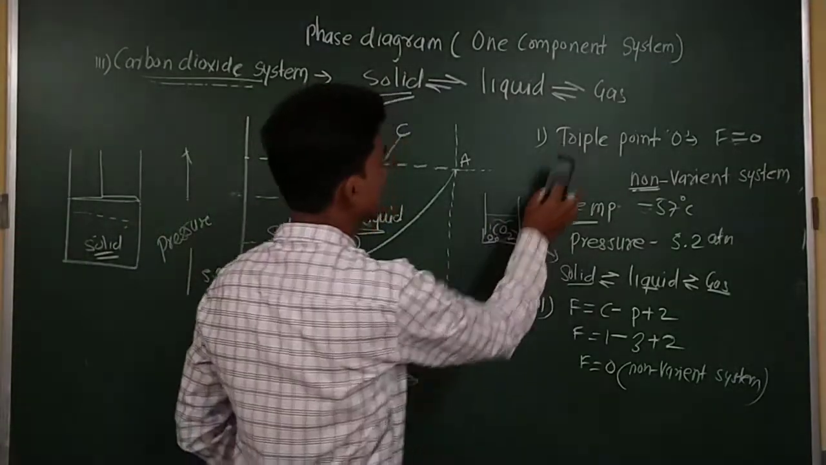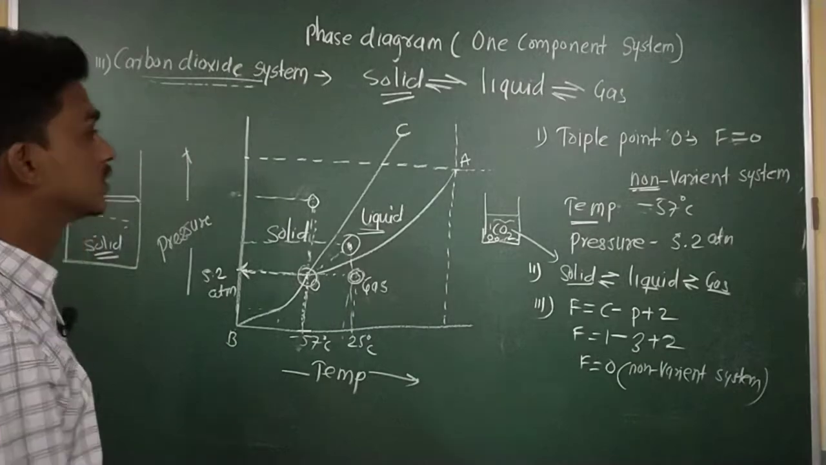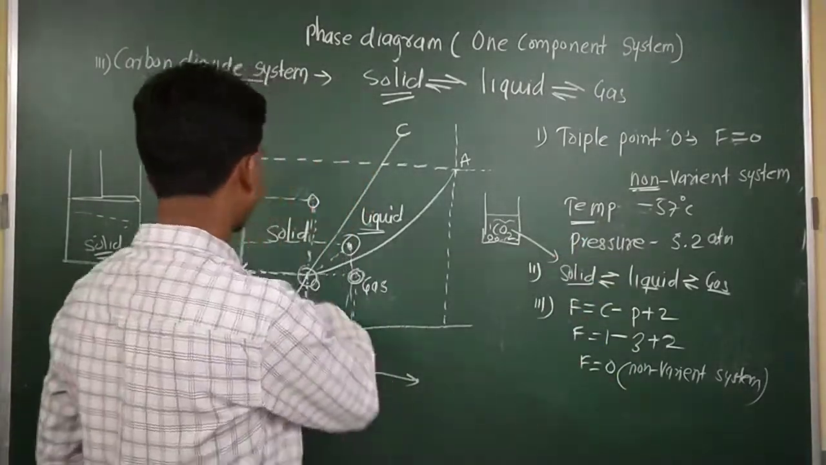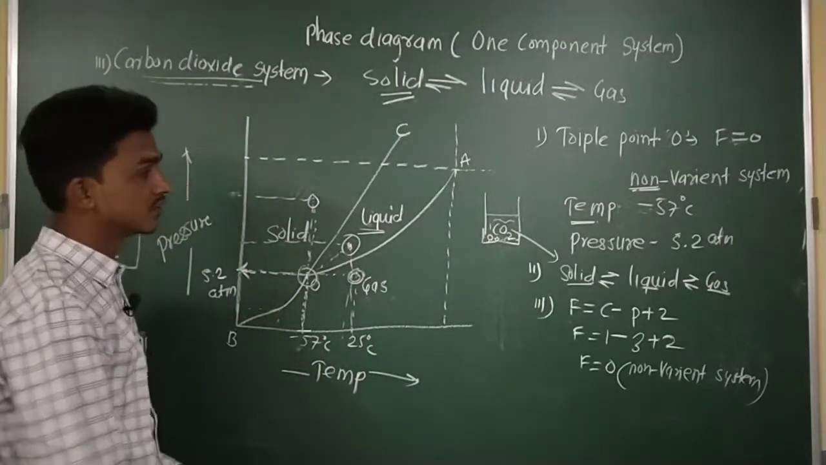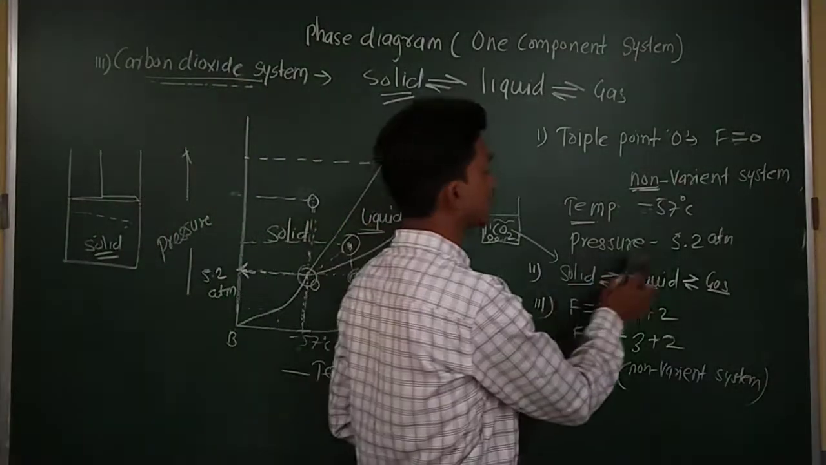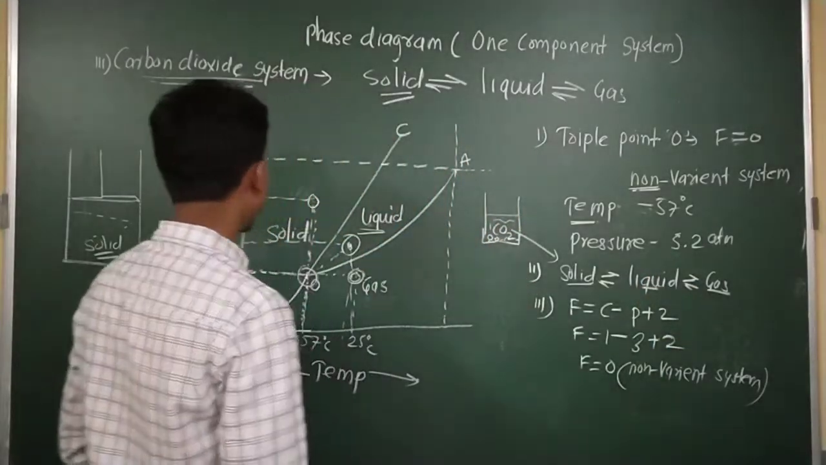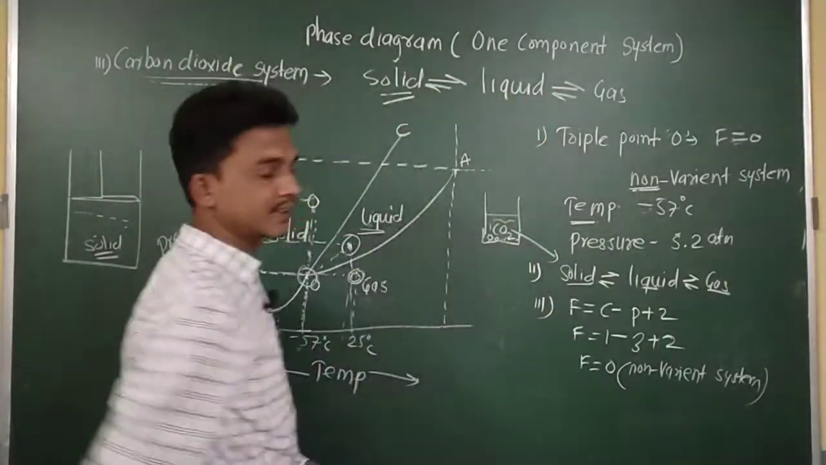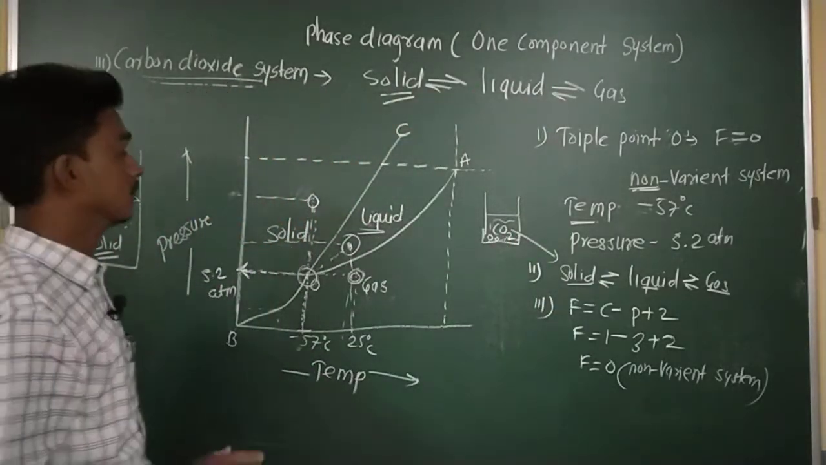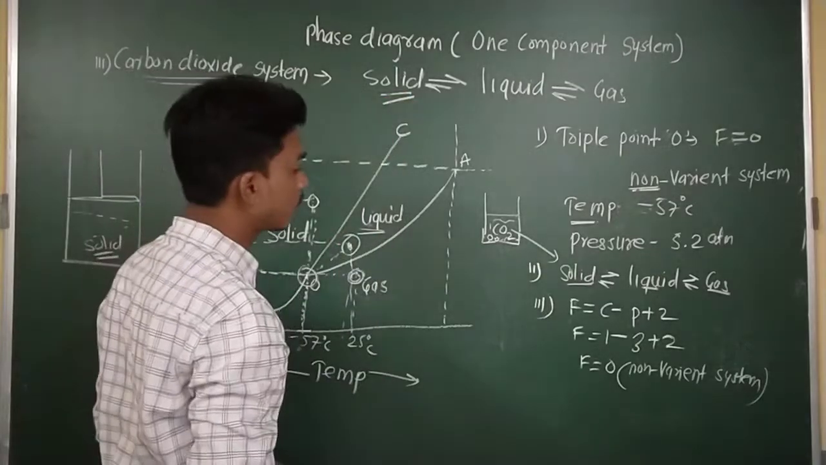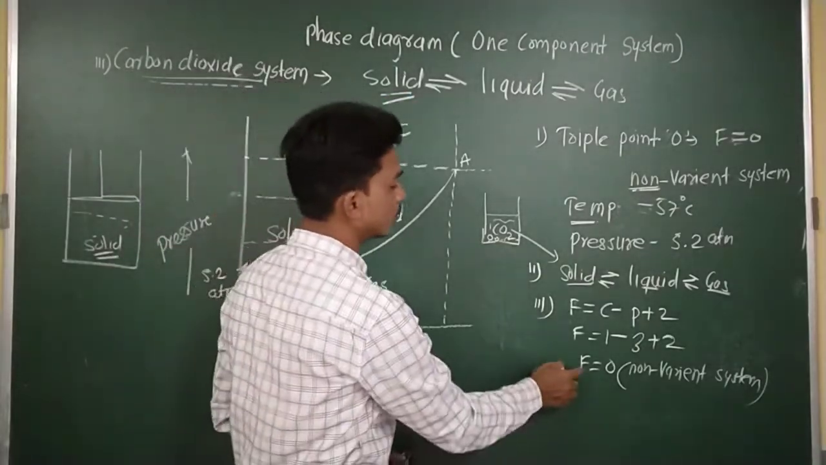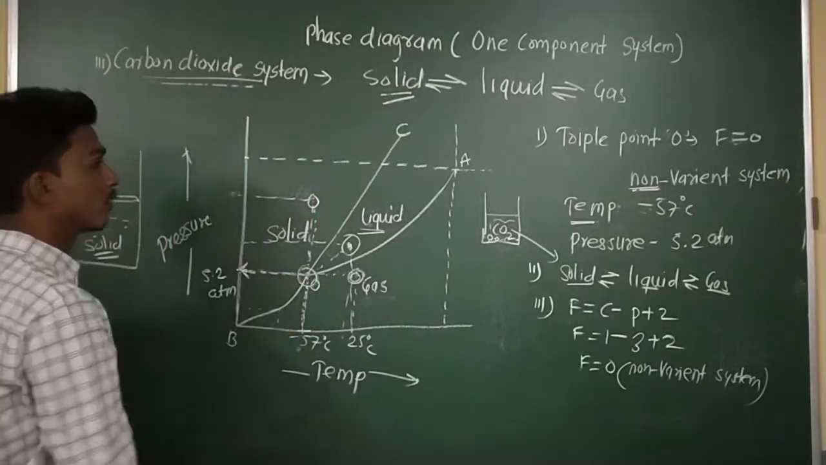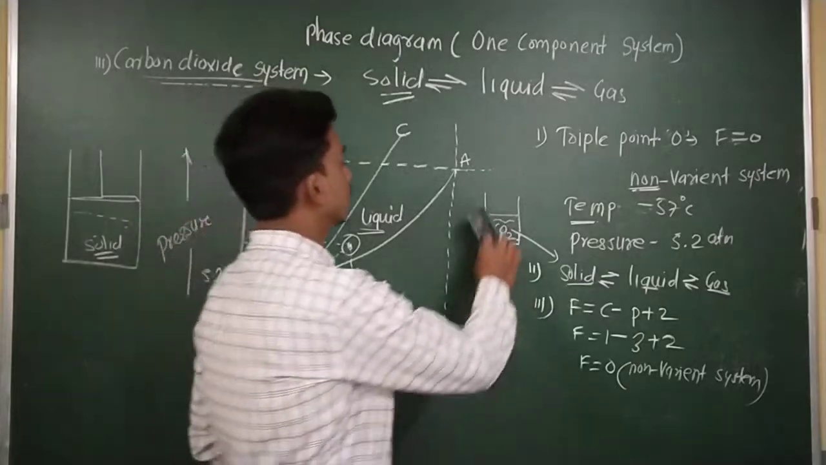At the triple point, F is equal to 0, that means this is a non-variant system. The temperature at that point is minus 57 degrees Celsius, and the pressure at that point is 5.2 atmospheres, and at this point the equilibrium is between solid, liquid and gaseous. Three different phases of the system are in equilibrium, and F is equal to 0, that means at the point O the system is non-variant.